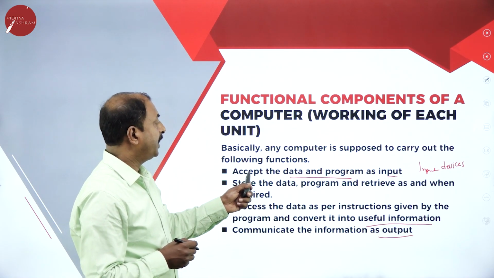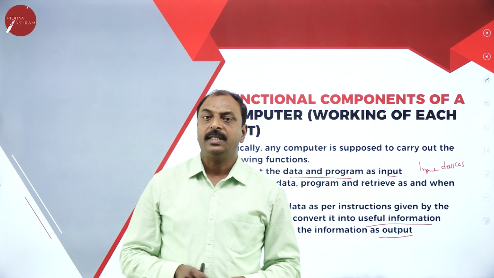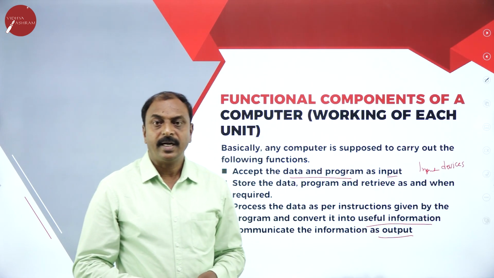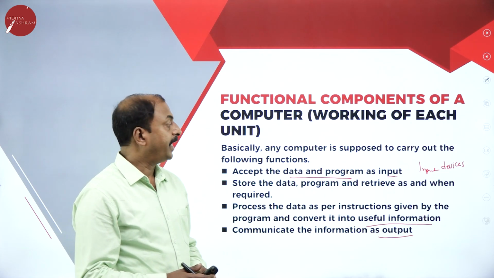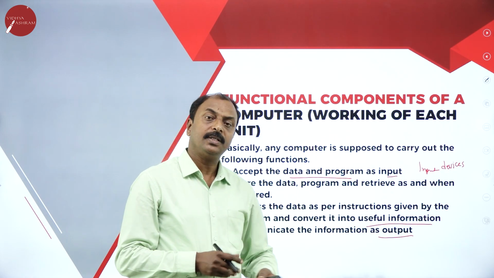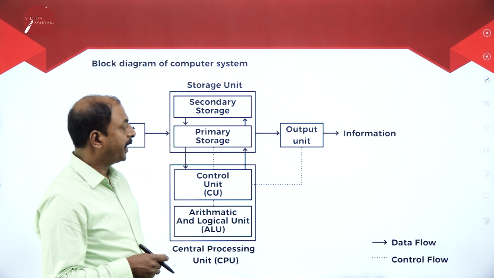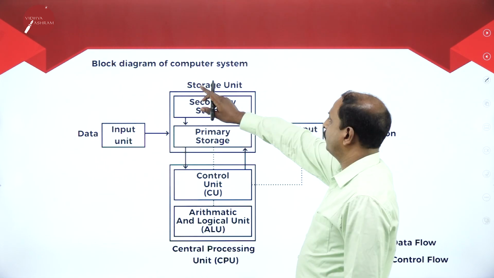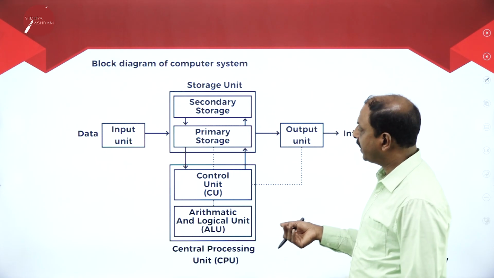Here, first it accepts the data from the user through input devices, then processes the data and gives us the result through output devices, and all this works based on the instructions given to the computer. So now look at the block diagram of a computer system. The block diagram of a computer system indicates how a computer functions.